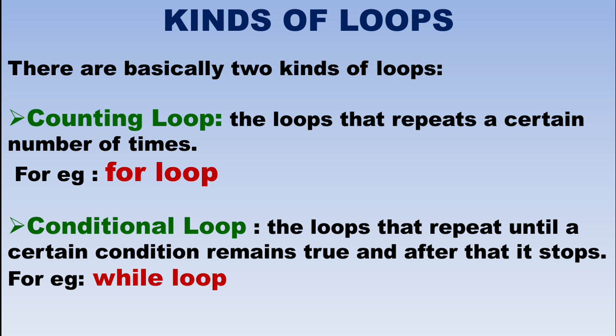Second is the conditional loop. Conditional loops are the loops that repeat until a certain condition remains true, and after that they stop. Like I told you, you specify a condition, and as soon as the condition becomes false, you terminate from the loop. But till that condition remains true, you keep repeating the same set of statements. An example of such a loop is the while loop. In this video you are going to learn the counting loop, that is the for loop.